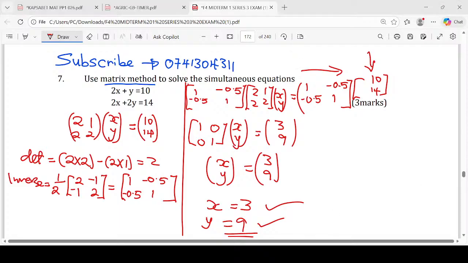You would have solved it using what we call the matrix method.